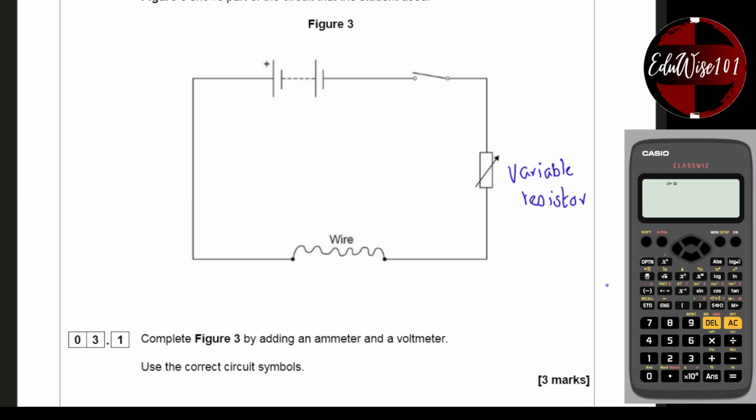Complete figure 3 by drawing an ammeter and a voltmeter, for 3 marks. So the first mark is actually for the ammeter, which should be in series. So you can draw the ammeter anywhere along the line except on the wire. So I'm going to draw the ammeter over there, and that should be in series. And a voltmeter. Now the voltmeter is used to measure the potential difference along the length of the wire. So you could draw the voltmeter there. Now you can connect that voltmeter anywhere along the length of this wire.